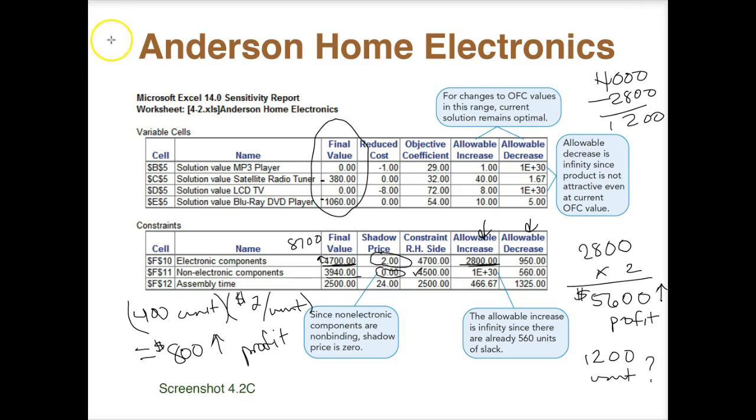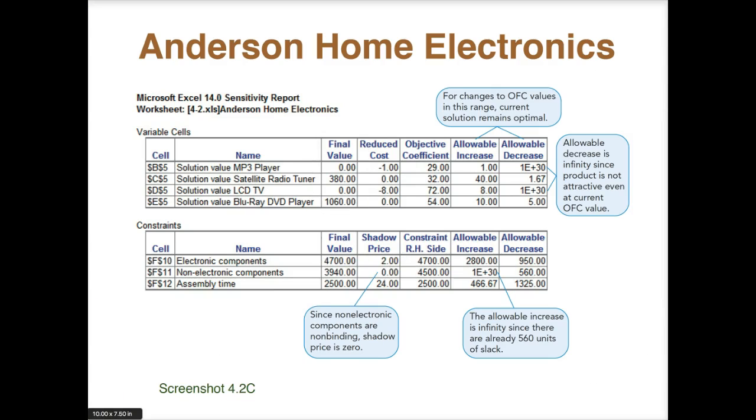All right, so we're at our sensitivity report here, and I'm going to clear this out because we'll need a little bit of room to work here. Our question said that if we wanted to change the amount of this from 4,700 to now 5,100, a difference of 400 units, what's going to happen there? And in particular, what's going to happen if the cost goes from $7 to $8?